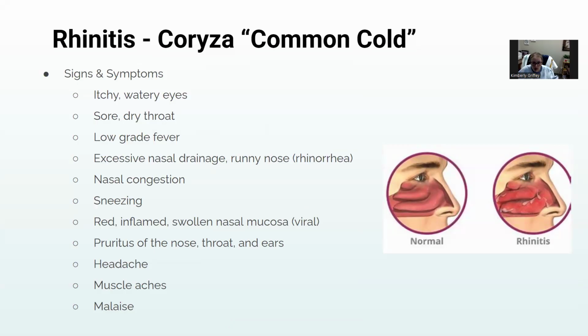So if you look at this picture, you've got what a normal airway passage is going to look like versus somebody that has rhinitis. So it's very inflamed. And then you have itching of the nose, throat, and ears. You can develop a headache, have muscle aches, and malaise.